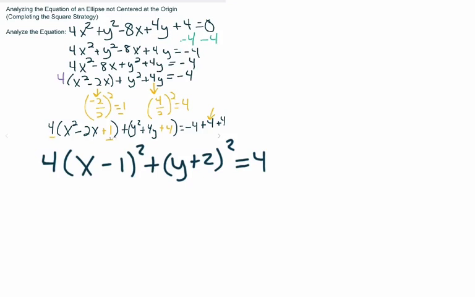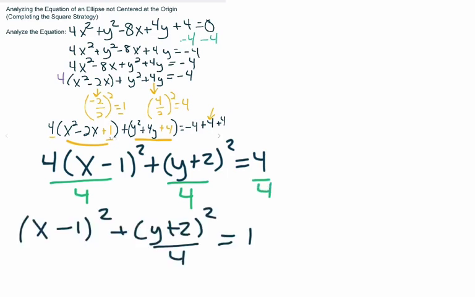Next, we factor the perfect square trinomials that we created, and we simplify the right-hand side. Then, to finish generating the equation of an ellipse, we're going to divide 4 across all terms, and this gives us (x minus 1) squared plus (y plus 2) squared over 4 equals 1.